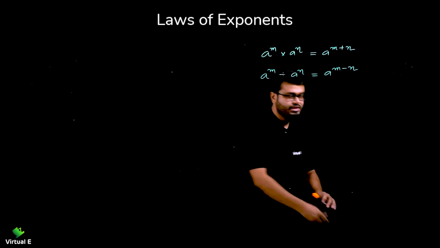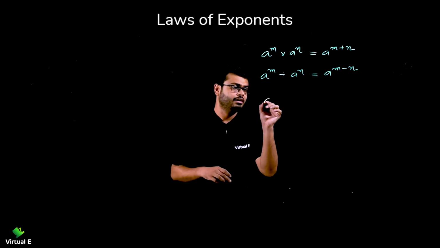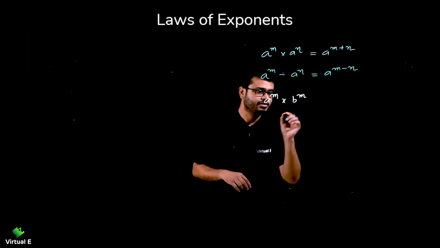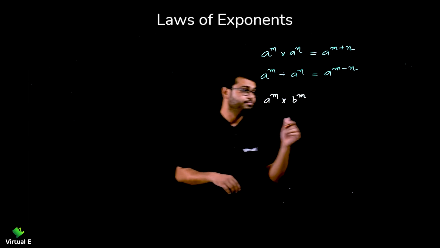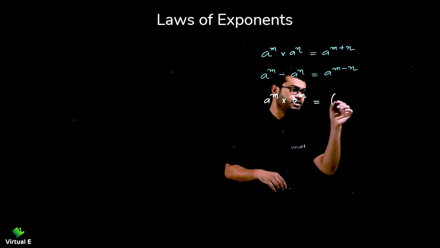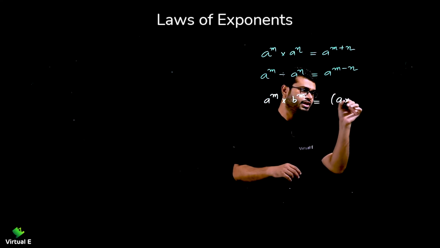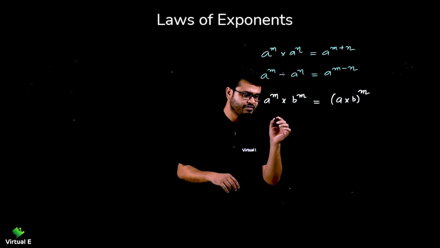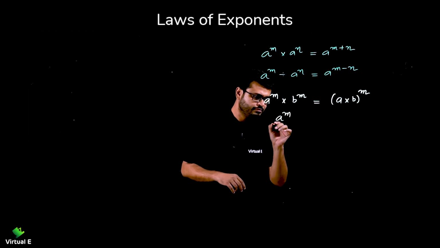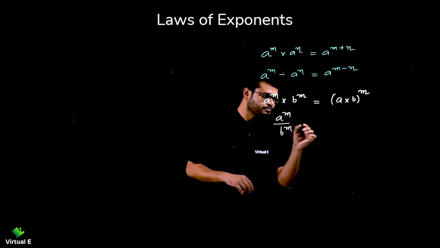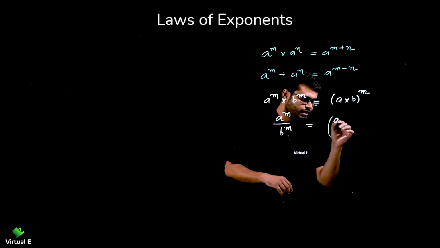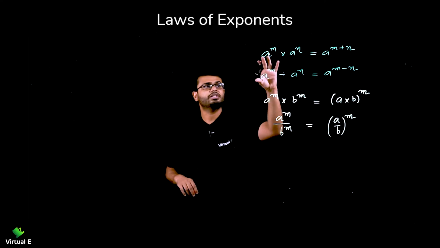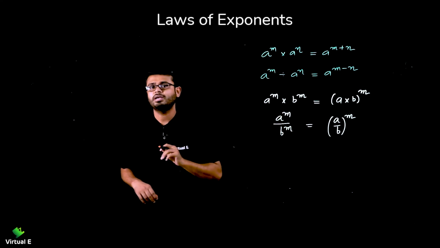Now if you have a different base, let's say a raised to m multiplied by b raised to m, the base is different but the power is same. In that case, we can take the common power out, that is a into b raised to m. For division as well, we can write a raised to m divided by b raised to m is equal to a by b whole raised to m. This is for the common base and this is for the common power.